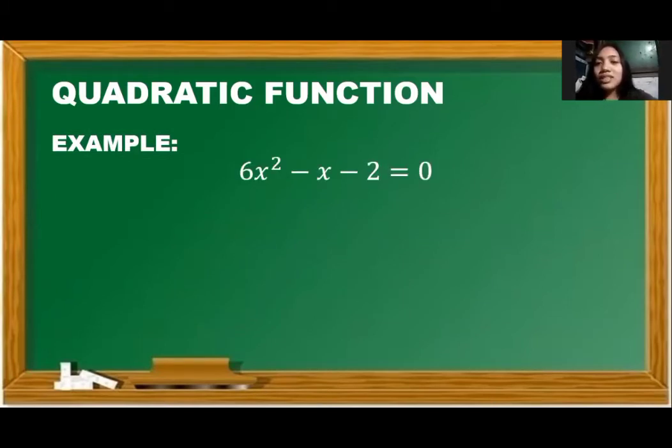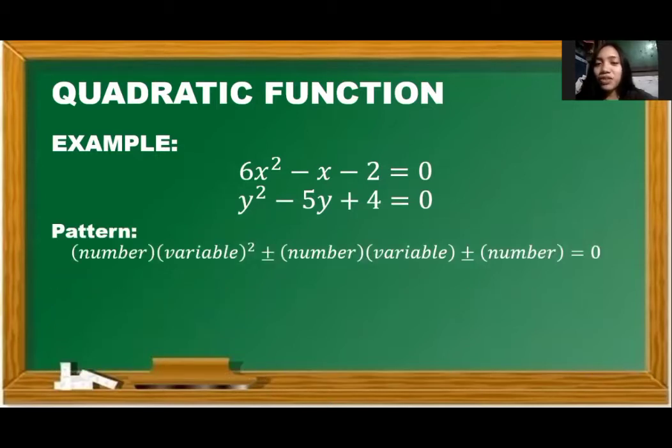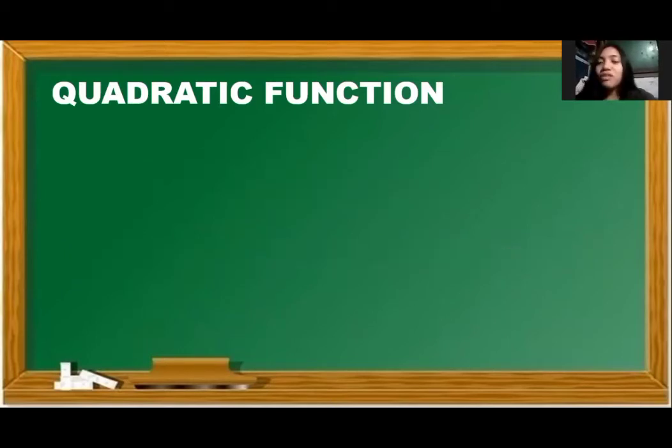Example, 6x squared minus x minus 2 is equal to 0. y squared minus 5y plus 4 is equal to 0. So as you can see here, we have the pattern. Number multiplied to variable squared, positive and negative. Number multiplied to variable, positive and negative. Number is equal to 0.